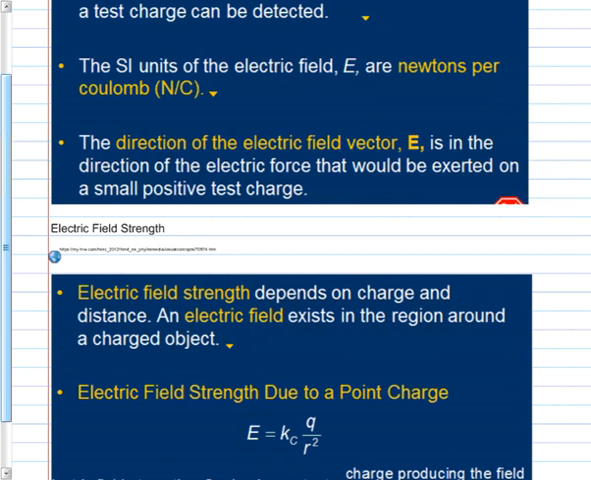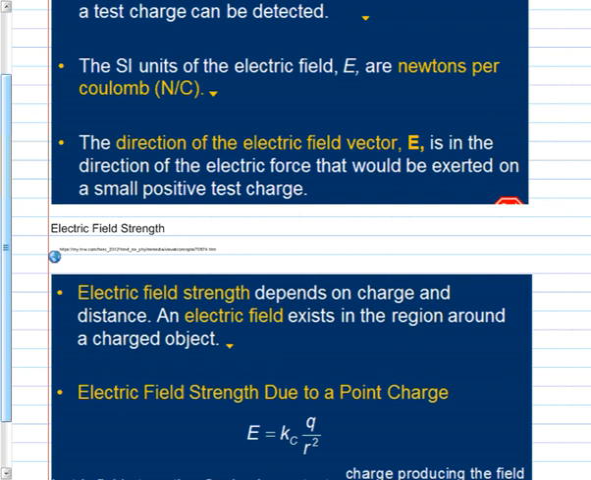Electric charge, the charge of an electron, the basic unit of charge. 1.6 times 10 to the negative 19. There you go. What page is that on? 550. There's the charge down there.